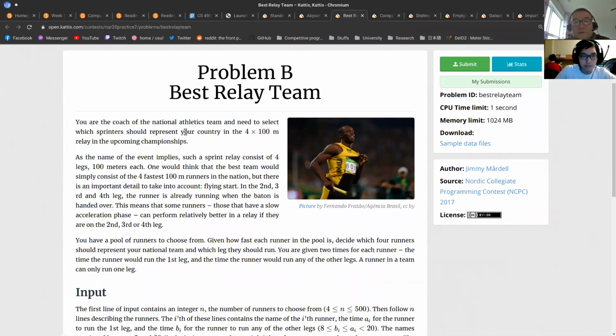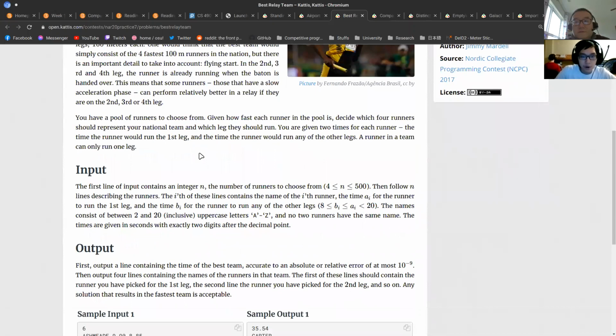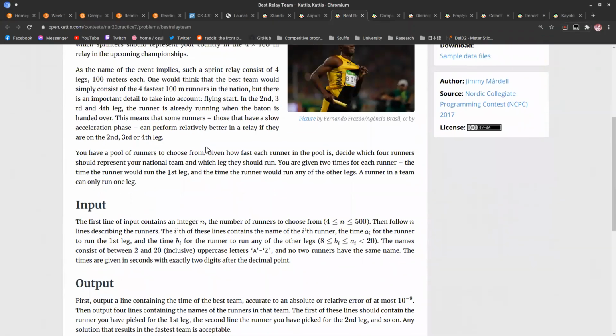So for B, the problem is that for each person, there are two properties: the time he takes to run the first leg, and the time he takes to run the second, third, and fourth legs. So we need to select four people and assign them to the legs so that the sum of their times is as low as possible.